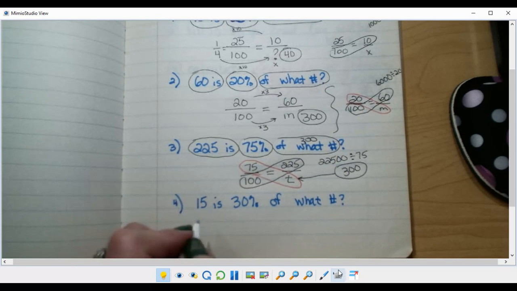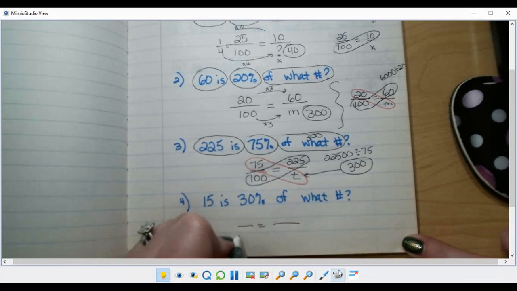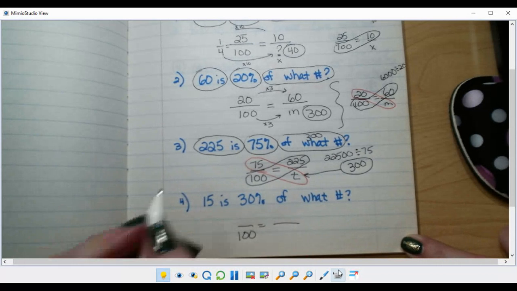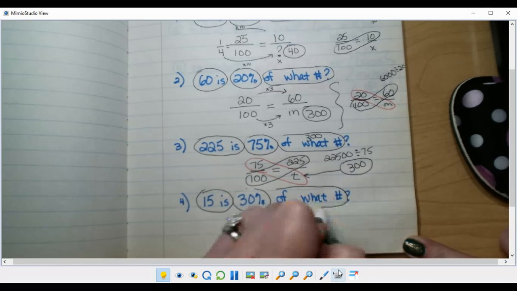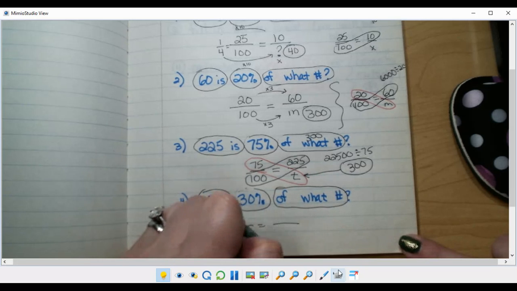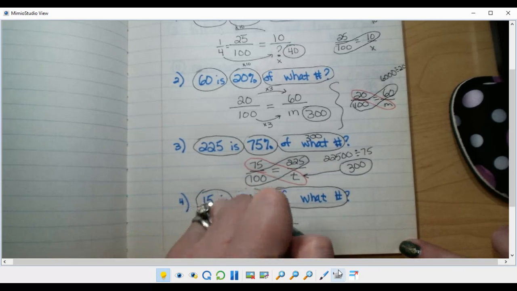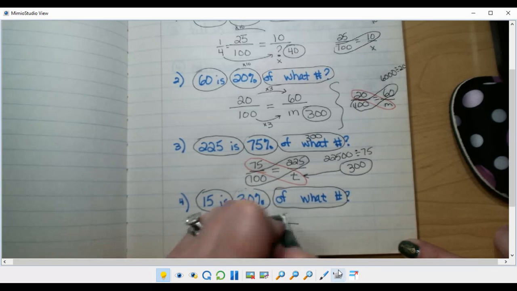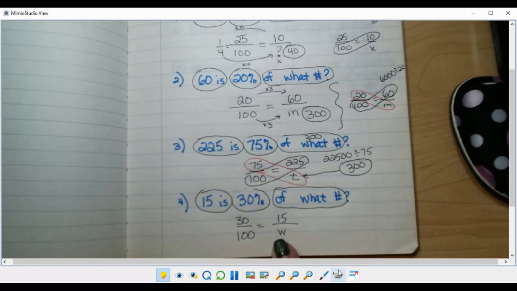One more. Line equals line. 100 on the bottom. 15 is 30% of what number? Percent goes with the 100. Is goes on the top. And I don't know goes on the bottom. If you don't like switching letters, pick X. It doesn't matter.